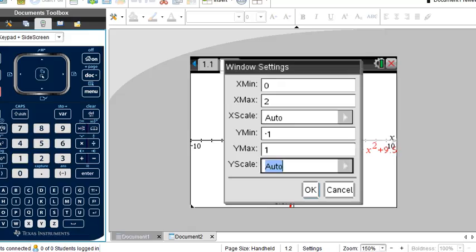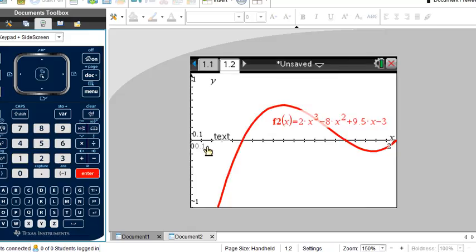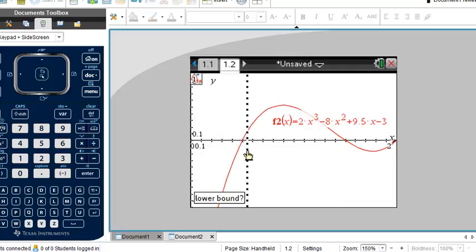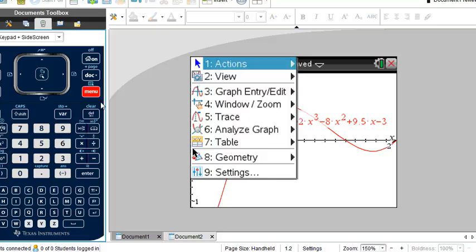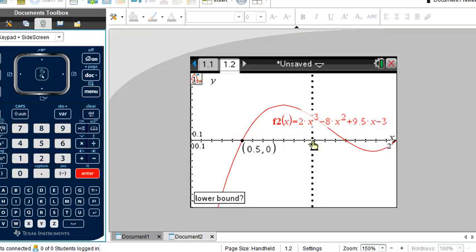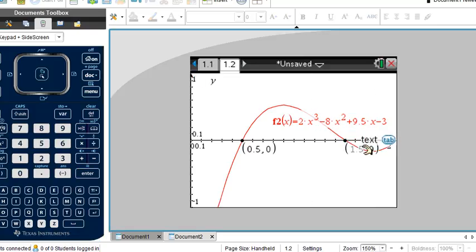Now let's analyze the zeros. Menu, analyze graph, zero. That's a zero of 1/2. Next one, menu, analyze graph, zero. We go left, right. That zero is 1.5, which is 3/2. And the last zero here should be about 2, right? So we have 2, 1/2, and 3/2.